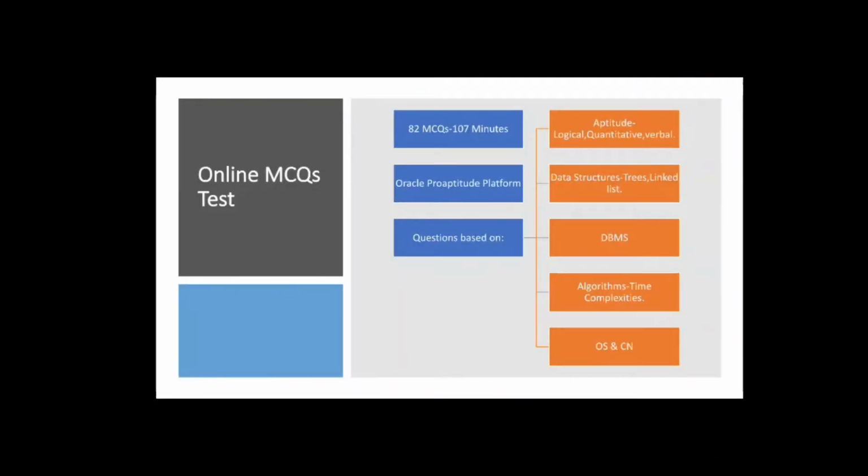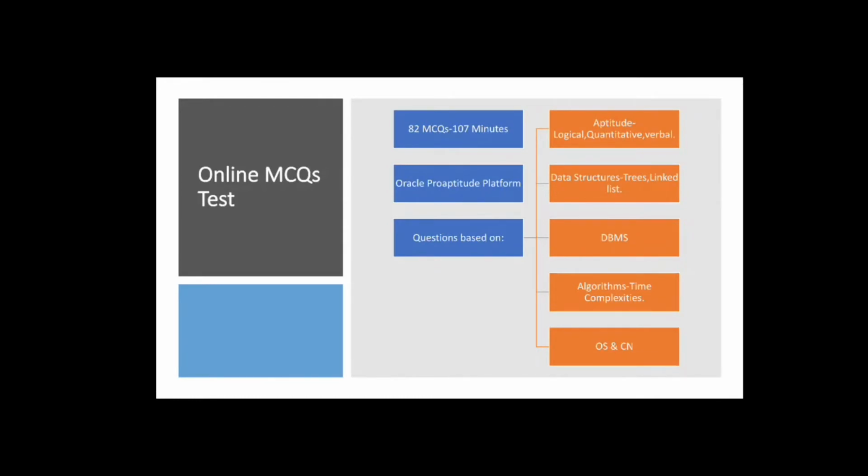In the first round, that is the online MCQ test, around 360 students took the test, and there were 82 MCQs, and the allotted time was 107 minutes. It was conducted on the Oracle Pro Aptitude platform. The questions were based on aptitude, logical reasoning, quantitative reasoning, and verbal.